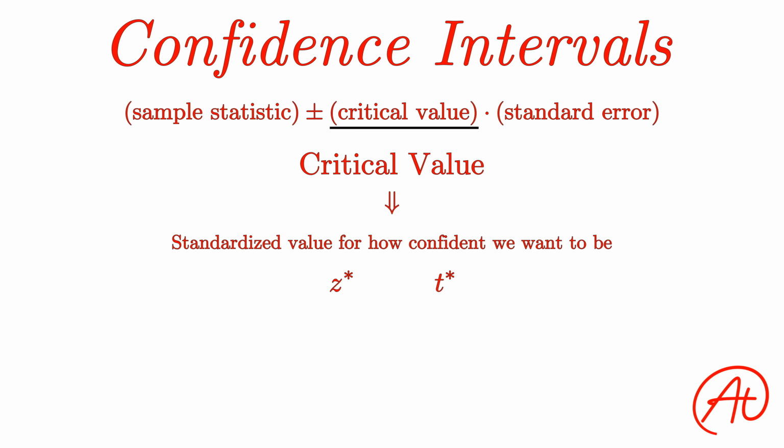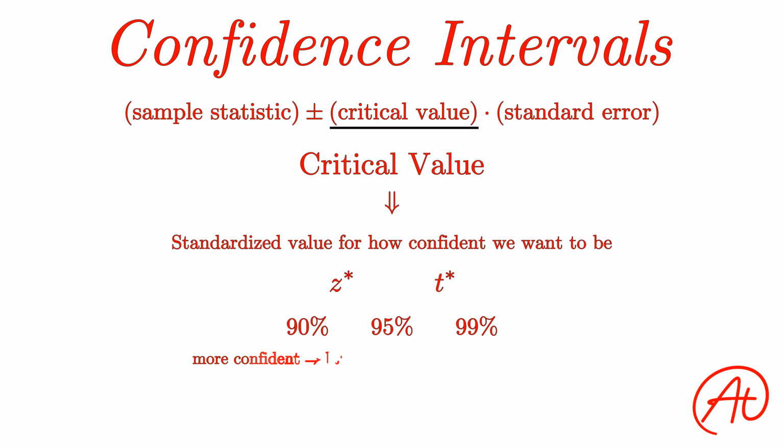For each confidence interval, we choose how confident we want to be. Some normal ones we typically use are 90%, 95%, and 99% confidence intervals. They represent how confident we are that the true population parameter is within the bounds of the interval.